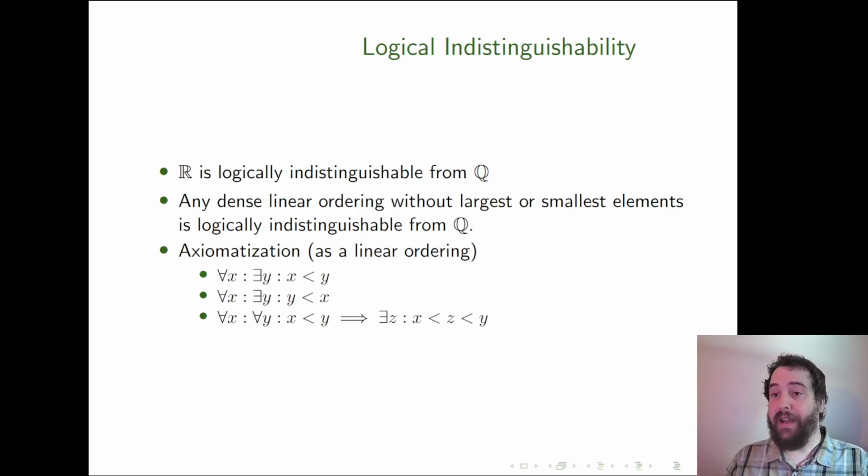Of course, they're not isomorphic, they're different sizes. We can't pair up the elements of R and Q together, but there's no way of expressing that difference between these two linear orderings in first order logic.